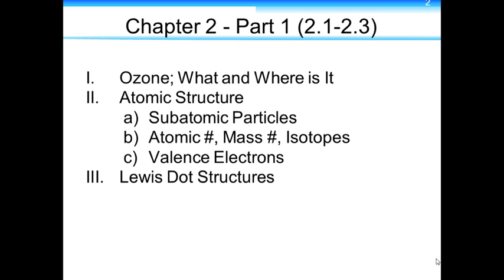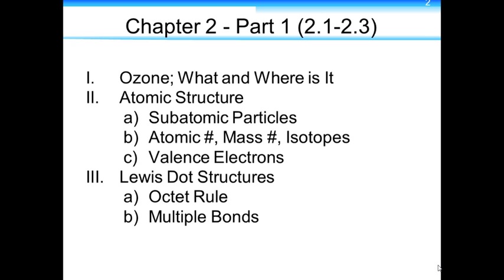And we'll be looking at the Lewis model for drawing structures of molecules. That will involve something called the octet rule, and we'll see when to put multiple bonds between atoms. Sometimes there's a single or a double or a triple bond between atoms. And we'll also talk about this concept called resonance, where we sometimes need to include more than one structure to illustrate the true nature of a molecule.